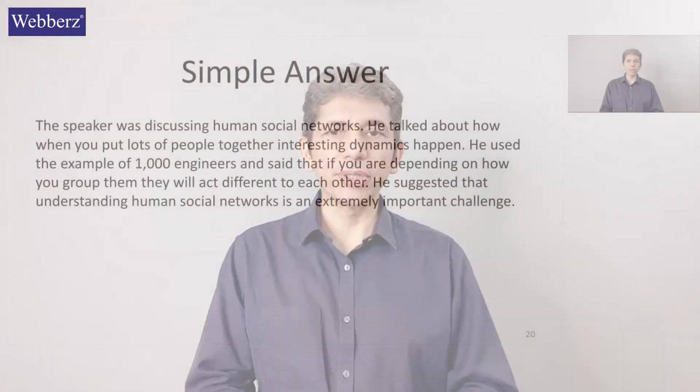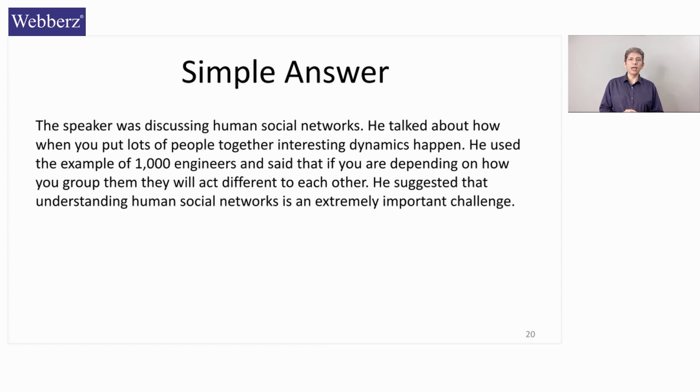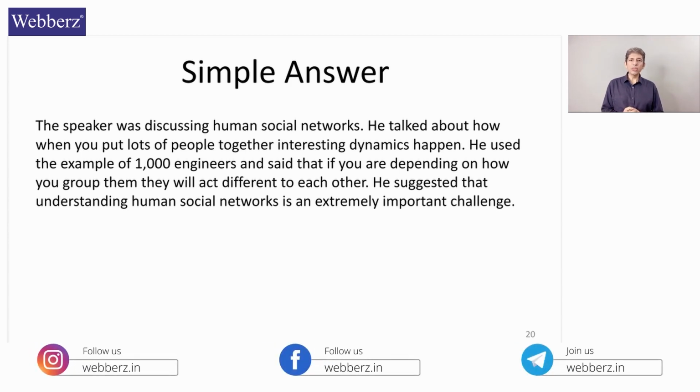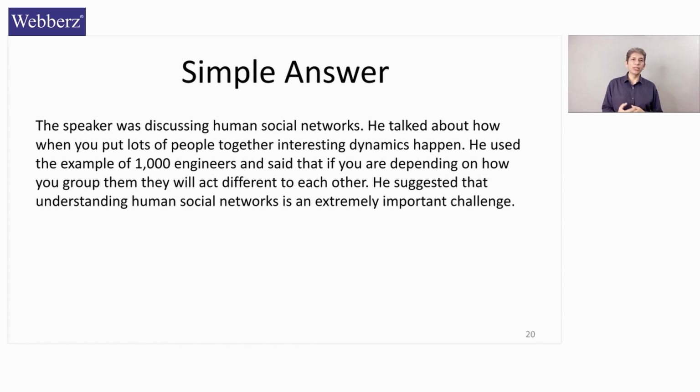Now, let us look at a very simple answer. Now, this is not going to get you a very good score, but you can understand how the structure is to be formed. The speaker was discussing human social networks. He talked about how when you put lots of people together, interesting dynamics happen. He used the example of 1,000 engineers and said that depending on how you group them together, they will act different to each other. He suggested that understanding human social networks is an extremely important challenge.